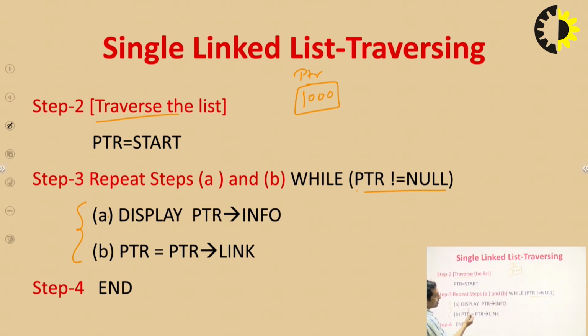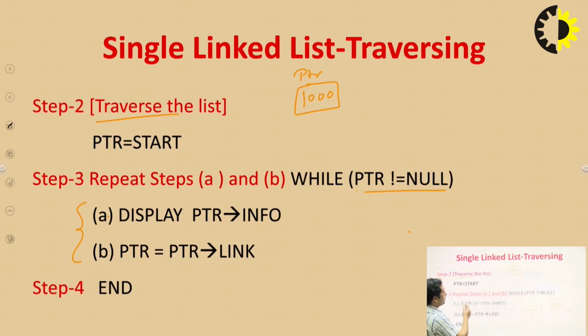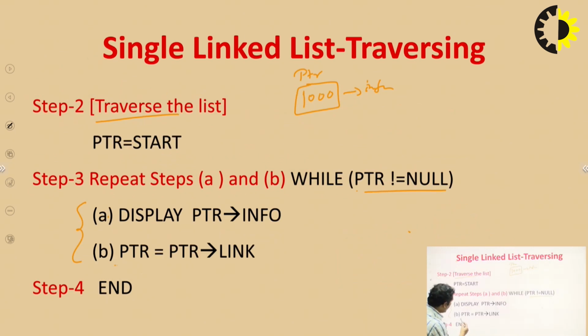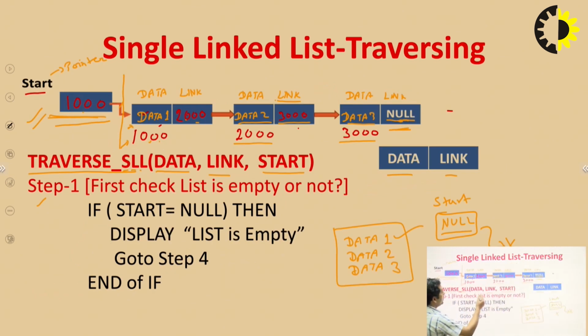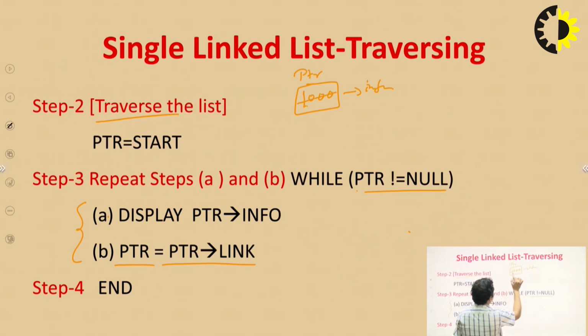Perform these two operations until ptr becomes null. First, display ptr information. This is the information part, and this is the link part. In the information part, just display the ptr information. At 1000, in the information part, we have data 1. And what to do next? Just update ptr with the ptr link part. In the ptr link part we have 2000. Now update ptr with 2000.